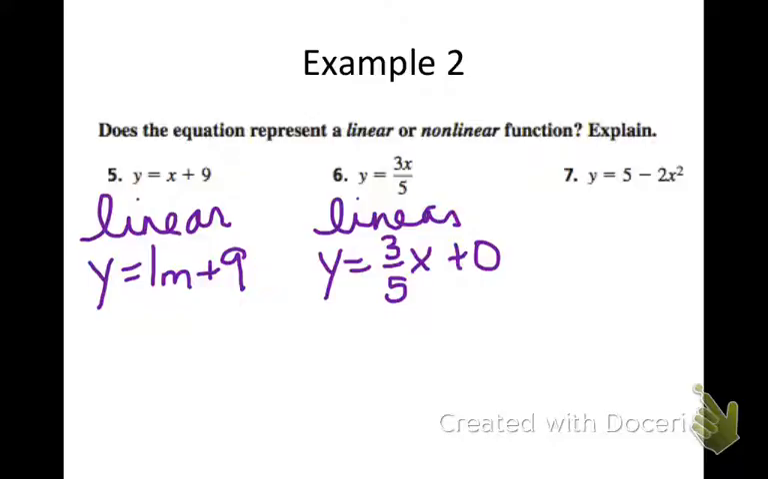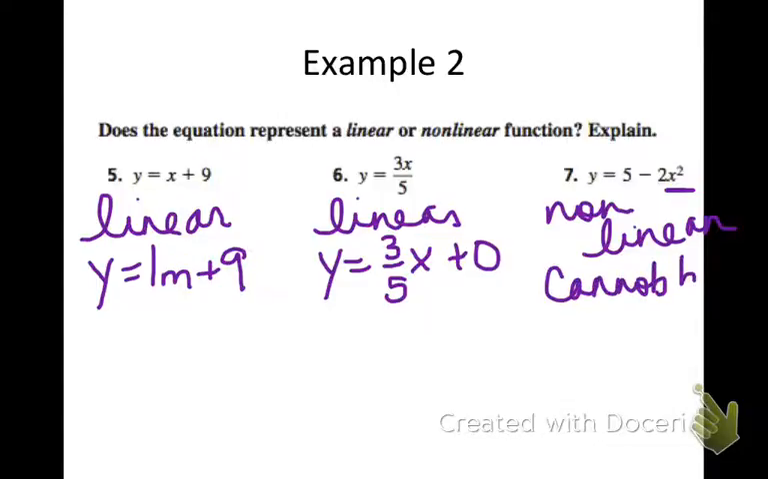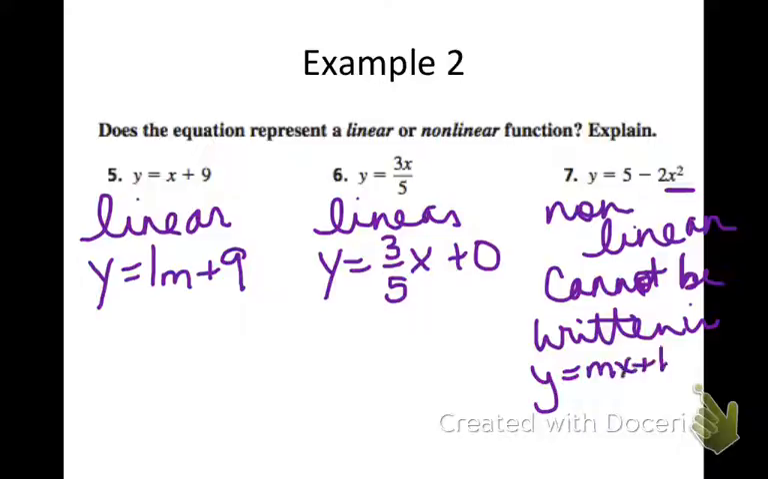If we look at 7, it cannot be written in slope-intercept form because it has a squared x, so it's nonlinear. It cannot be written in y equals mx plus b form, slope-intercept form.